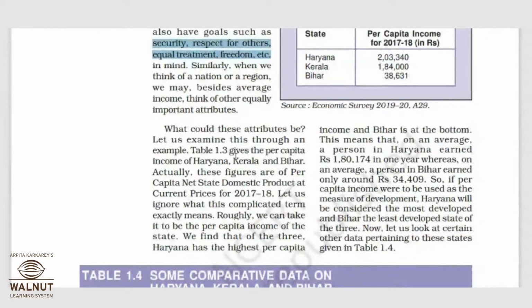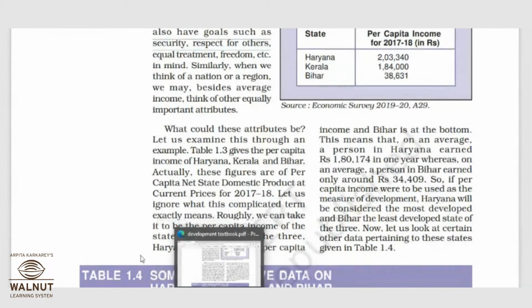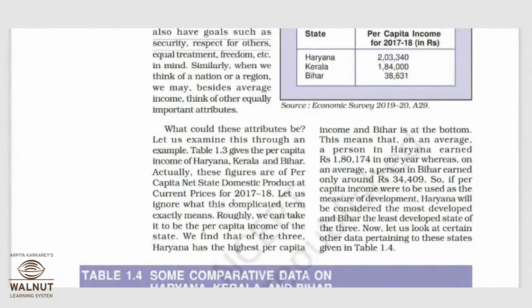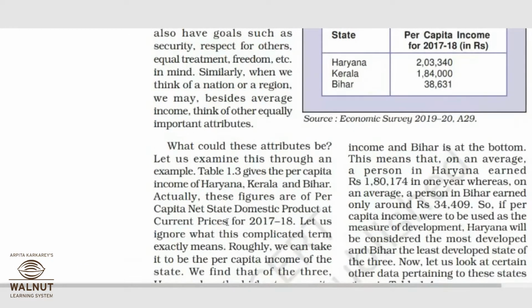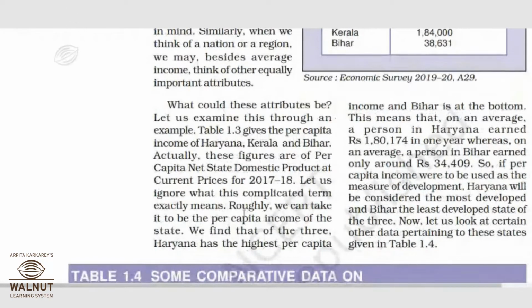Now, what could these attributes be? Somebody else now continue reading. What could these attributes be? Let us examine this through an example. Table 1.3 gives the per capita income of Haryana, Kerala and Bihar. Actually, these figures are of per capita net state domestic product at current prices for 2017-18. Let us ignore what the complicated term exactly means. Roughly, we can take it to be the per capita income of the state.